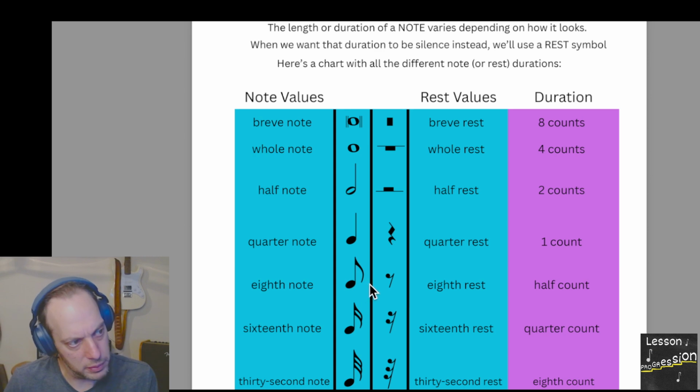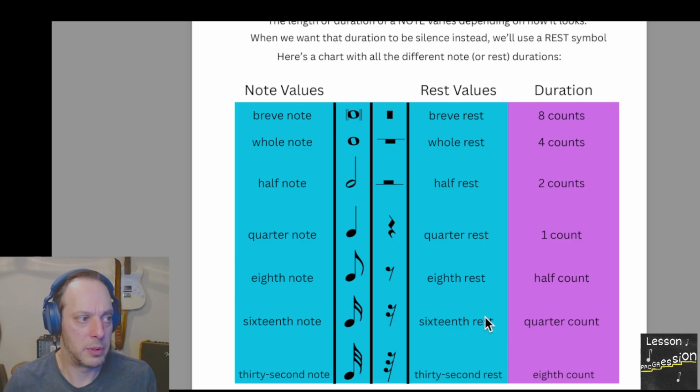The 8th note has 1 flag, and the rest has 1, and then the 16th one has 2 flags, and it has 2 of these on the rest. So the 16th note gets a quarter count. And then for a 32nd note, we'll just add a 3rd flag to it, and we'll add a 3rd one of these onto the rest. And those will get 1/8 of a count.